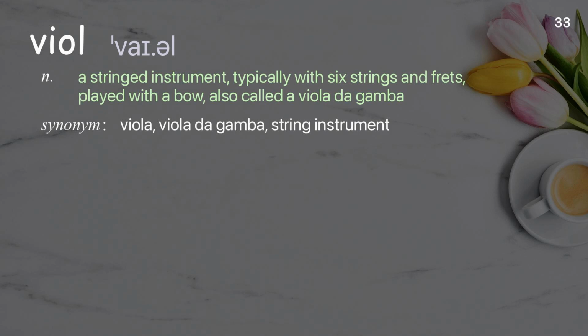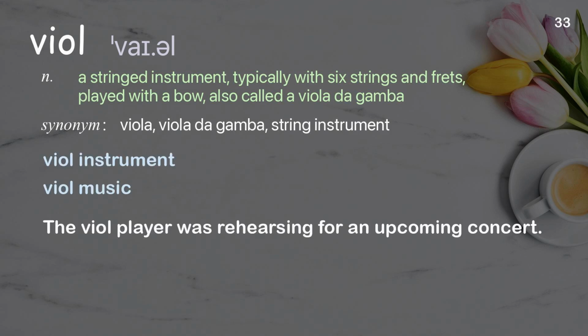Viol. A stringed instrument, typically with 6 strings and frets, played with a bow, also called a viola da gamba. Examples: Viol instrument, viol music. The viol player was rehearsing for an upcoming concert.